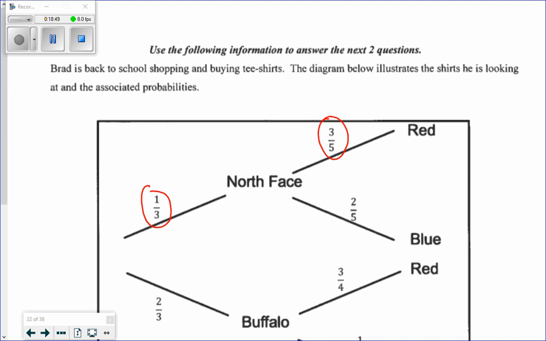So then we can say that the probability that he buys a North Face shirt and it is red is 1/3 times 3/5. So that's 3 over 15. So we would go through each of our rows doing that. So this number would be the probability of buying a North Face and it's blue. So it would be 1/3 times 2/5. So that's 2/15.